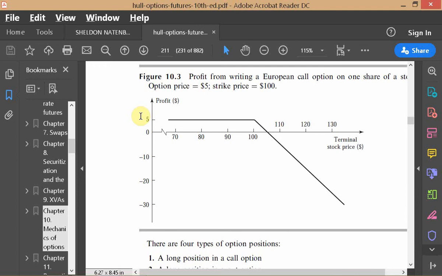Now the question is whether it's a call option or a put option. Let's see. If it's a put option and the strike price is 100, and the underlying asset price at expiration is 70, do you think the guy will exercise? Yes, sir. Rajan is saying no. Why no? Is my question clear?